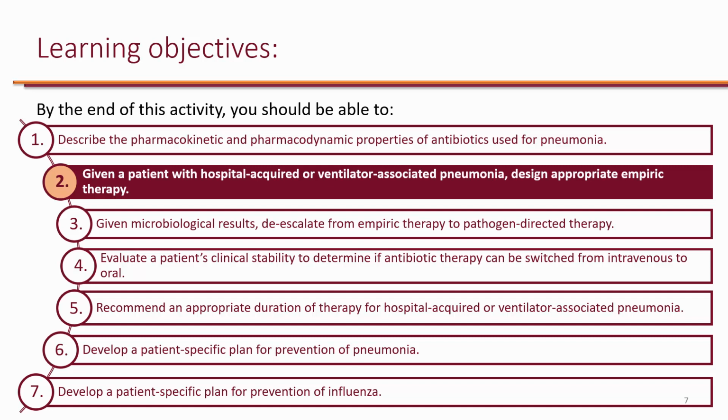So far, we have looked at treatment of complicated and uncomplicated influenza, as well as treatment of community-acquired pneumonia. Now, given a patient with hospital-acquired or ventilator-associated pneumonia, let's design appropriate empiric therapy.